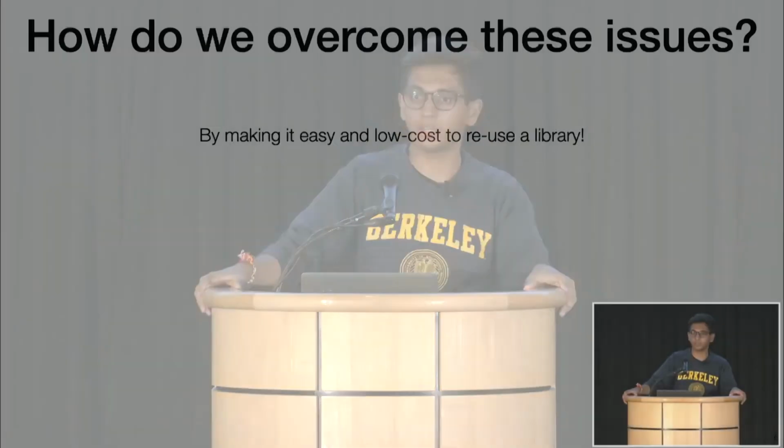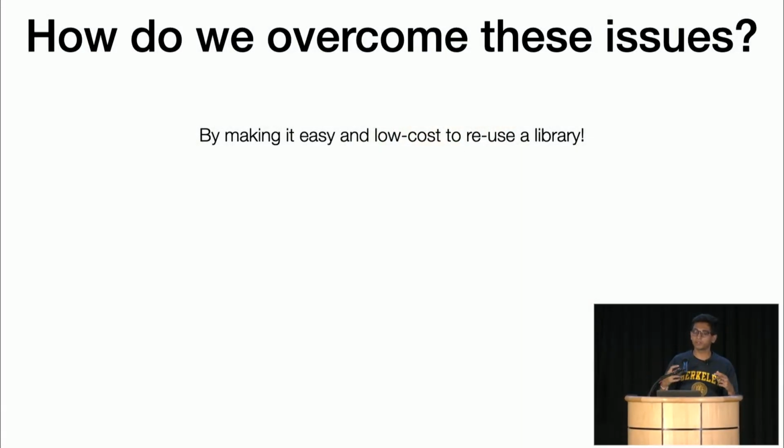All right, so how do we overcome these issues? That's what I'm going to try and propose in this talk. One solution that we can try is to make it very easy to reuse a single library or set of libraries, right? If you make it very low friction, then people might naturally gravitate towards that and be inclined to contribute their improvements to that library, right?